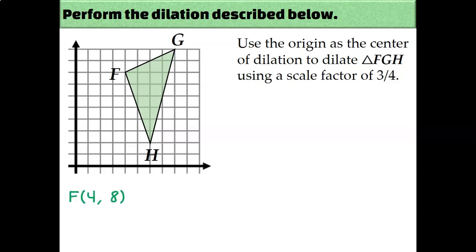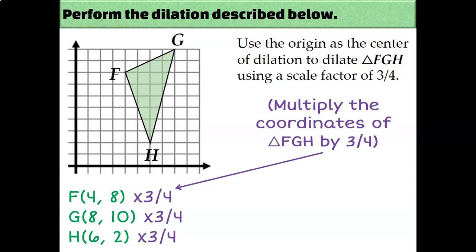The first thing I'll do is write down each of my pre-image coordinates, and then I'm going to multiply all of those numbers by 3/4. 4 times 3/4 is 3, and 8 times 3/4 is 6. So those are the coordinates of F prime. 8 times 3/4 again is 6, but 10 times 3/4 is a decimal. And that happens sometimes with dilations. Don't freak out about it. It's going to be totally fine. You'll just have to kind of estimate where that point belongs when you graph it on the coordinate plane.